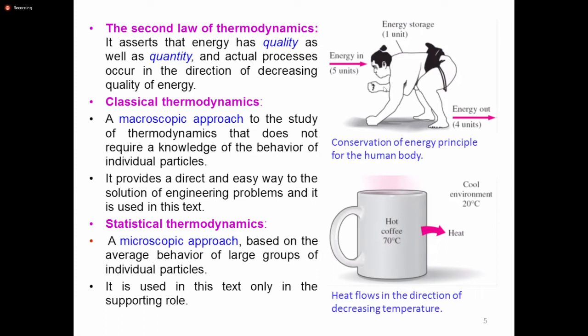That means energy has a quality, that is magnitude, high or low, as well as quantity. Quantity means its content. Actual processes occur in the direction of decreasing quality of energy, and because of that, the second law comes into the picture. The second law gives us the idea about the direction of the conversion of energy, and how much energy gets converted, in which direction. What is the law of nature? The law of nature is to convert energy from high potential to low potential, until equilibrium exists. But prior to equilibrium, the conversion takes place from high to low.